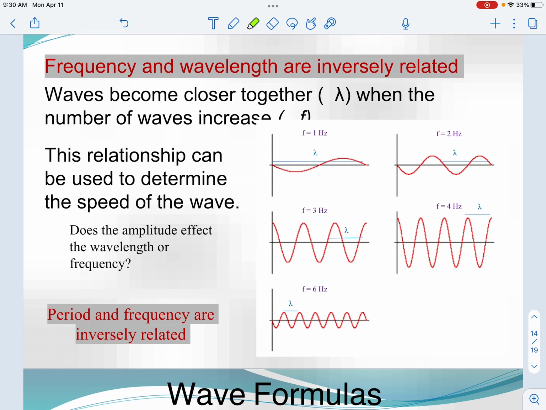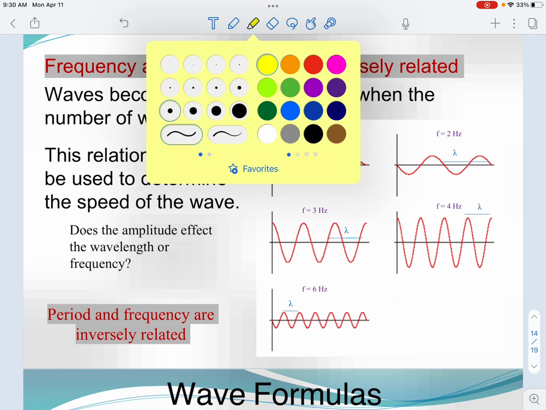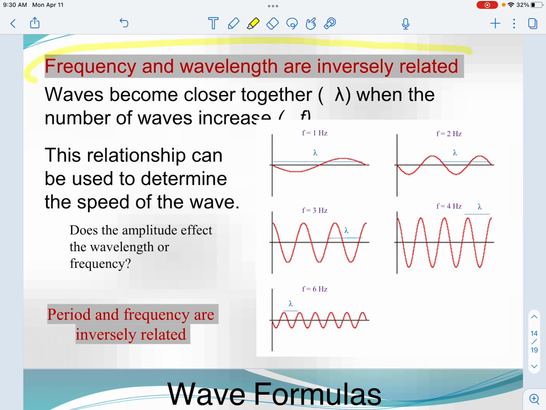All right. Main idea on this slide is right up here at the top. It says frequency and wavelength are inversely related. This is a very important relationship that you need to know. I would suggest you write it down. It will come across several different questions for you.